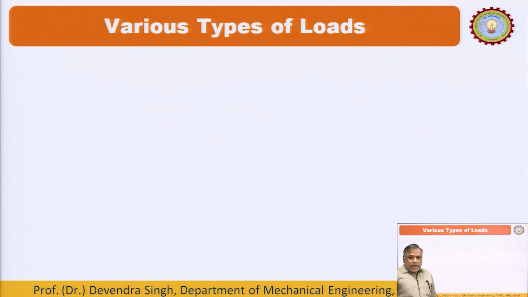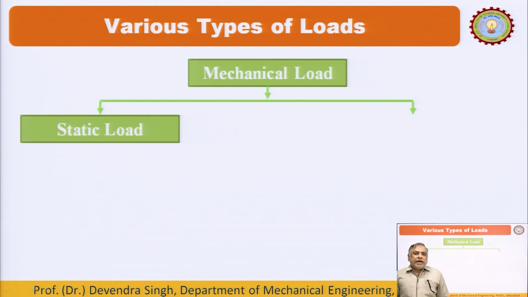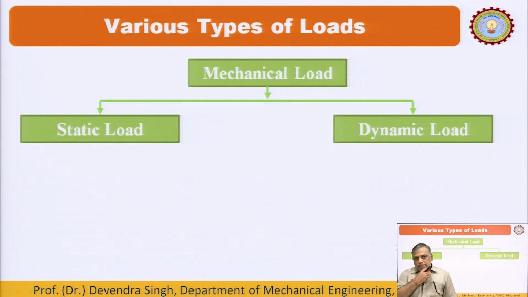So in the design, there are various types of load, and primarily the mechanical loads can be divided into two groups. First is a static load, second one is the dynamic load. So what is a static load? A static load is that load which does not change in its direction or in its magnitude. It neither changes its direction nor magnitude with respect to time. That is called the static load.